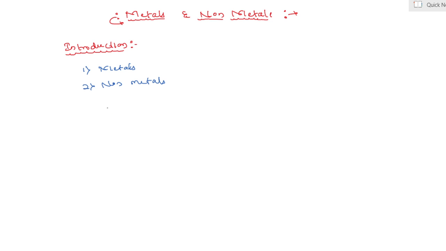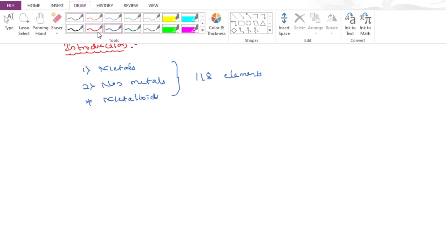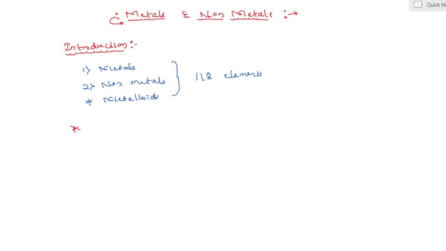These are called what? Metalloids. Yes, my dear students, all of you already know metalloids, they possess the characteristics of both metals and non-metals. How many elements are present? Totally 118 known elements are seen in our modern periodic table. Yes, my students, let us see. First one is metals.